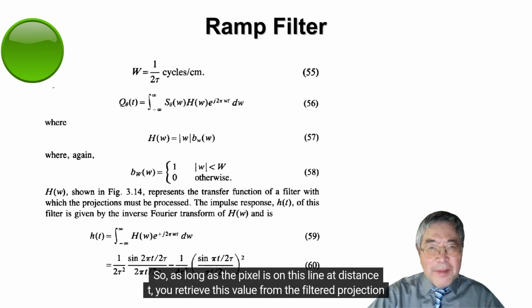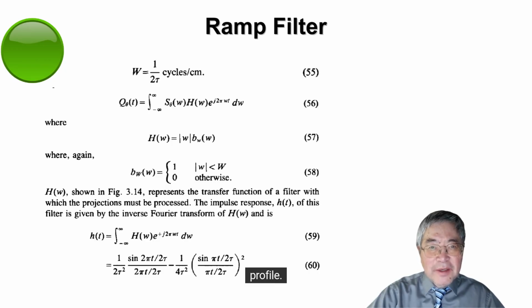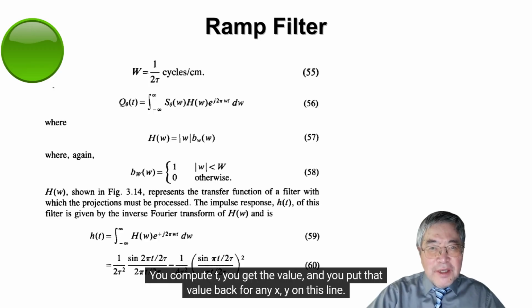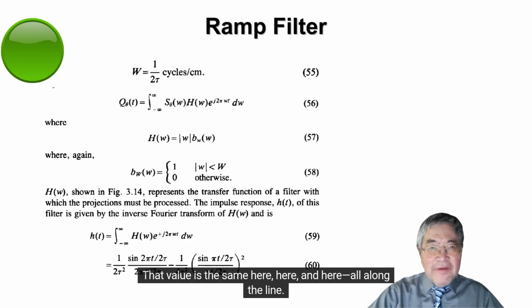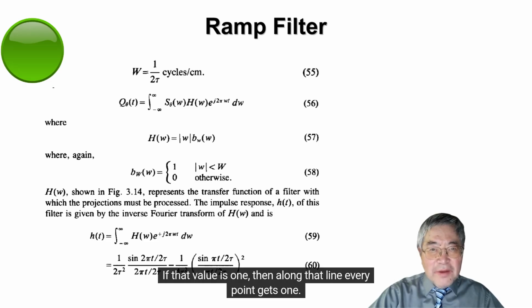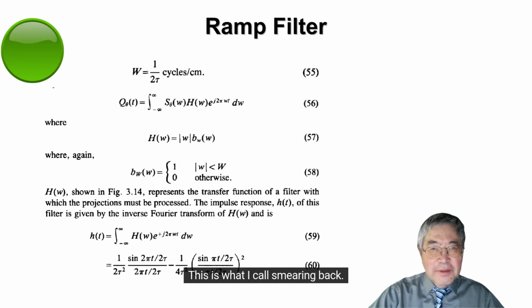So as long as the pixel is on this line at distance t, you retrieve this value from the filtered projection profile. For all points on this line, t is the same. You compute t, you get the value, and you put that value back for any xy on this line. That value is the same here, here, and here, all along the line. If that value is 1, then along that line every point gets 1. This is what I call smearing back.